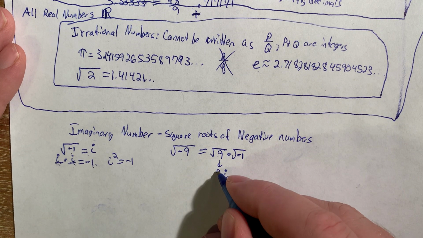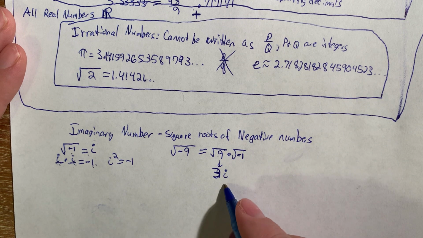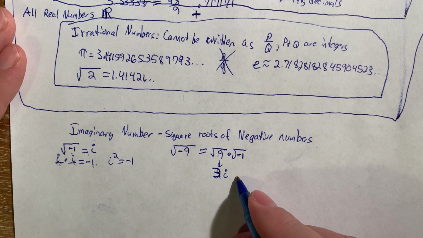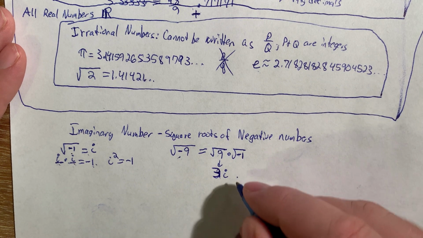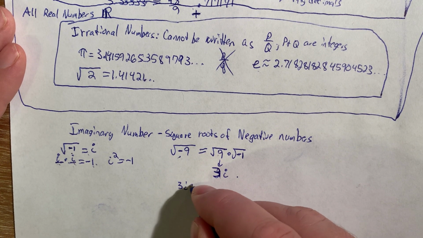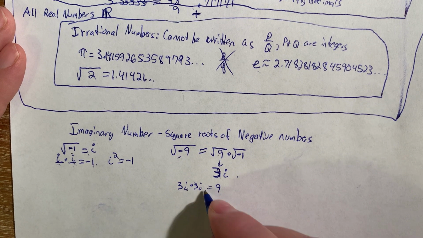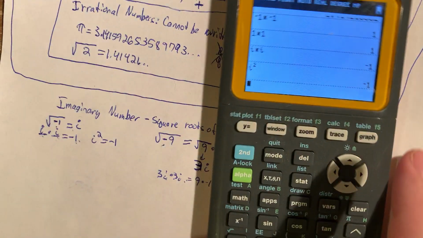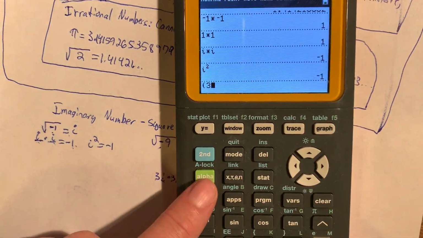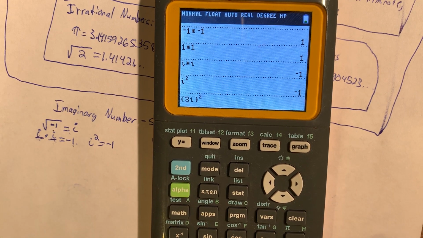The square root of 9 is, oh, that's wrong, sorry, the square root of 9 is 3, and the square root of -1 is i. So we're saying 3i, and 3i times 3i will give you -9. That's true because 3 times 3 is 9, and i times i is -1, so that's -9. So 3i squared is a number you can square to get a negative number.